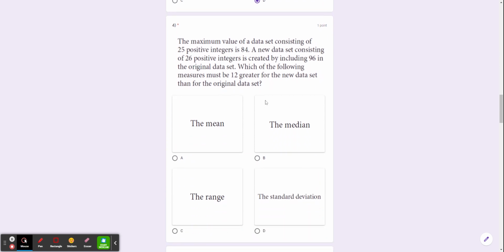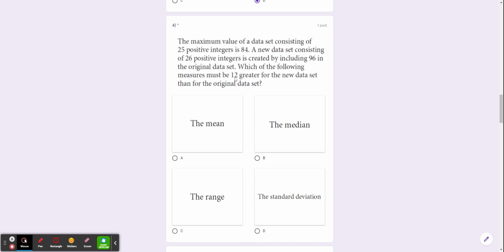Question 4. The maximum value of a data set consisting of 25 positive integers is 84. A new data set consisting of 26, so we're adding one number to our list, and we're going to add 96 to my list. So now this is the largest value. So there's 25 numbers in my list. The biggest one is 84. Now I'm going to have 26 numbers in my list, the biggest of which is 96.